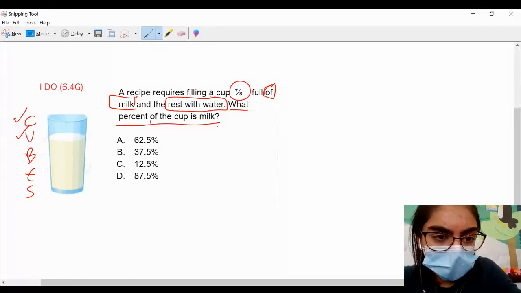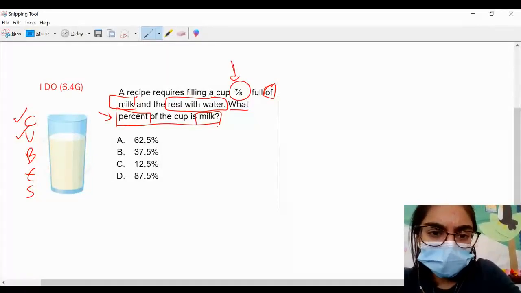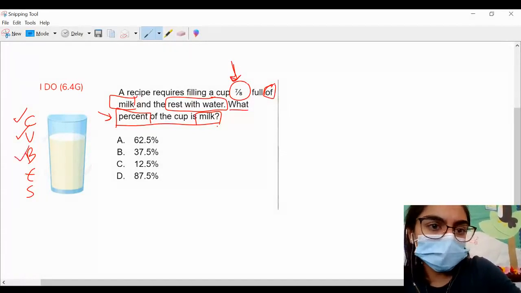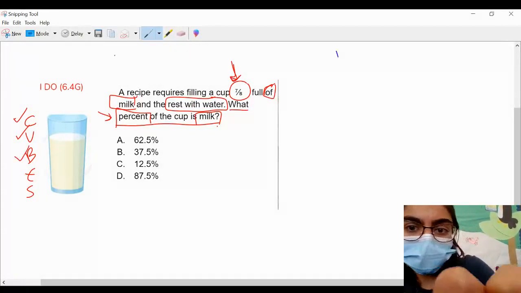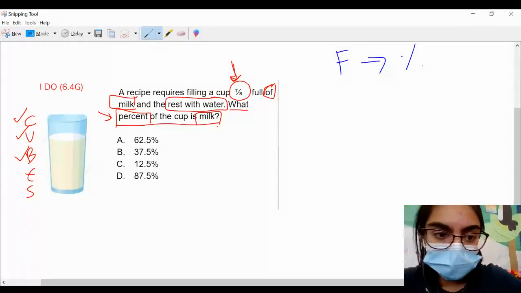Okay, it says what percent? Oh, okay, so I know this is going to be converting this fraction to this percent. What percent of the cup is milk? Got it. So I can just forget about the water thing. All I have to do is pay attention to this fraction over here. Okay, so for my strategy, I'm going to write in big letters, fraction to percent, or I can write F to P.